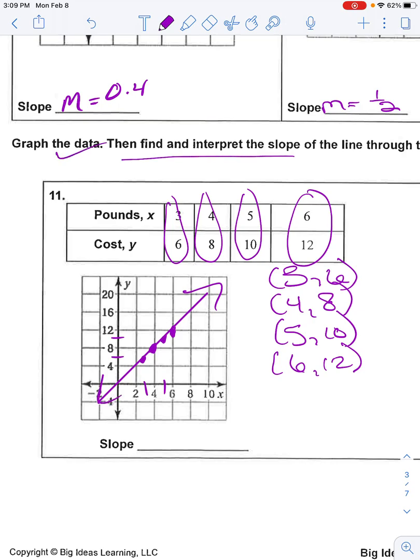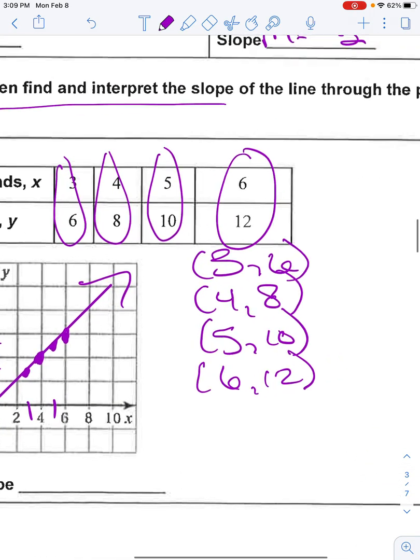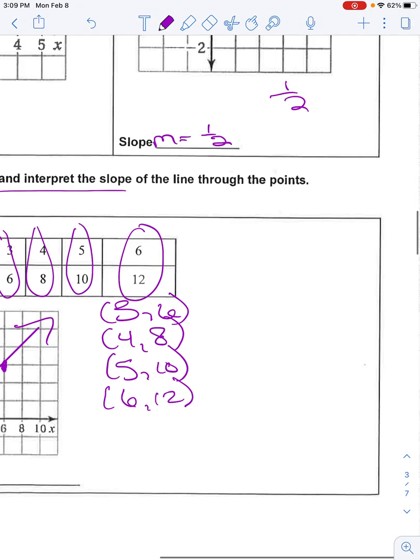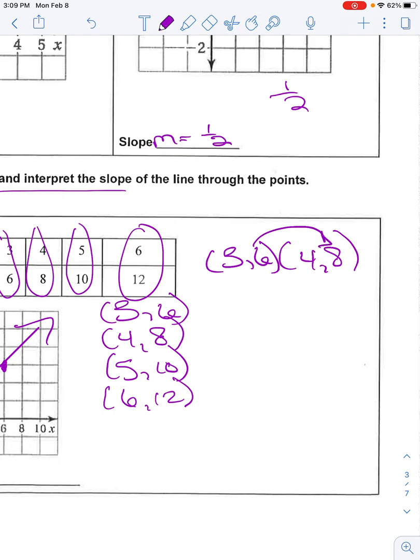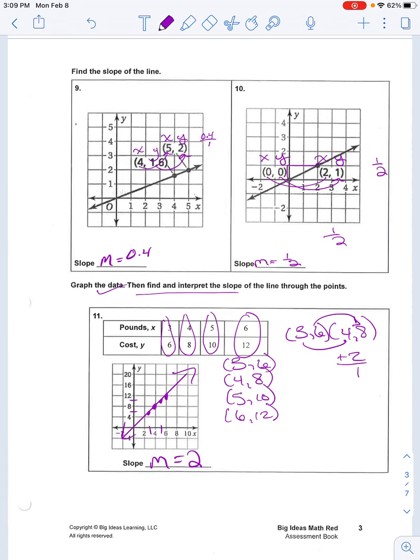Find and interpret slope. Okay. Again, you can't really tell rise 1, run 1, so just choose any 2 ordered pairs. I'm just going to choose the first 2 and find slope. From 6 to 8, that's a change of a positive 2. From 3 to 4, that's a change of a positive 1. So slope is 2. Okay.